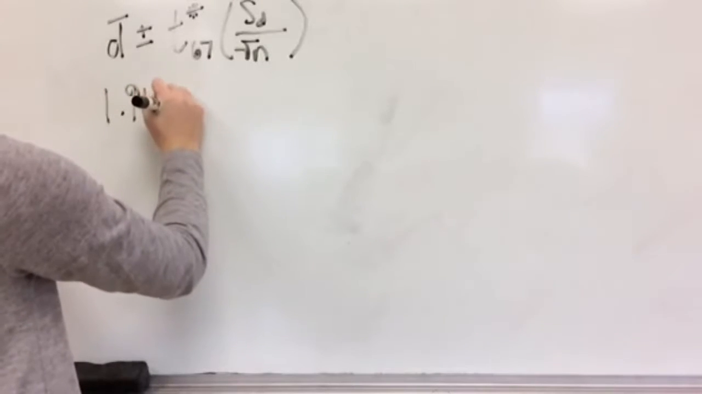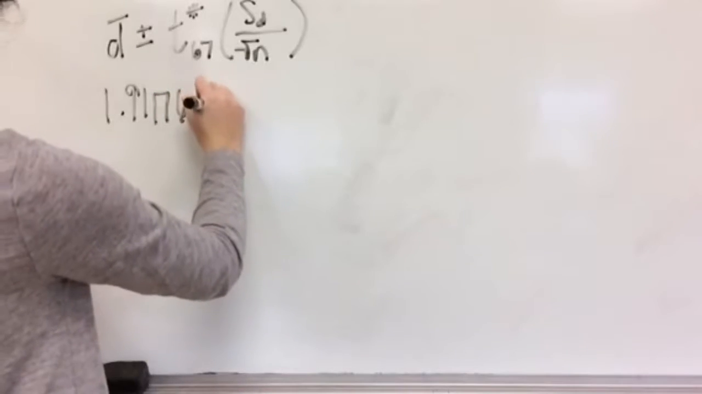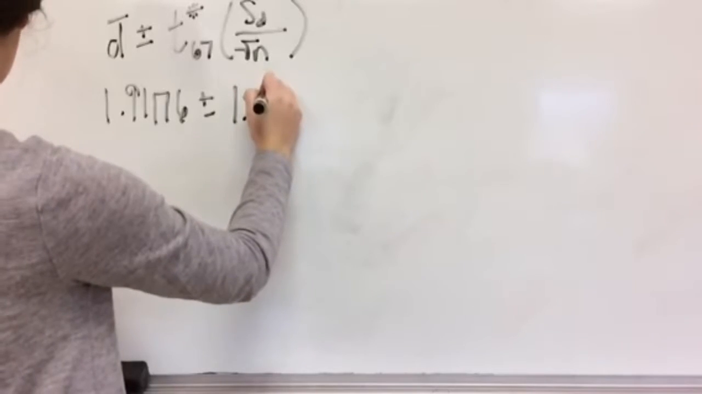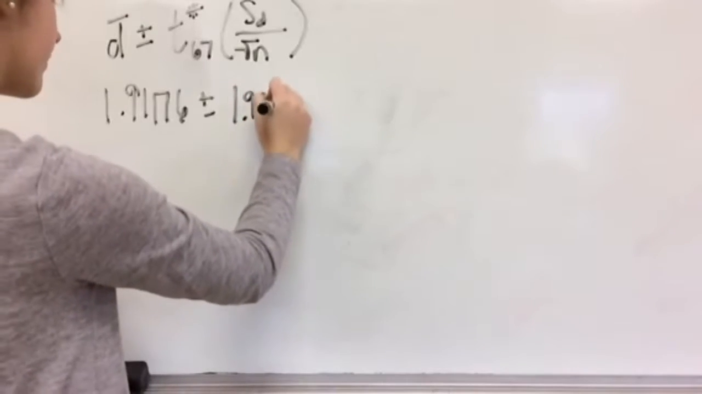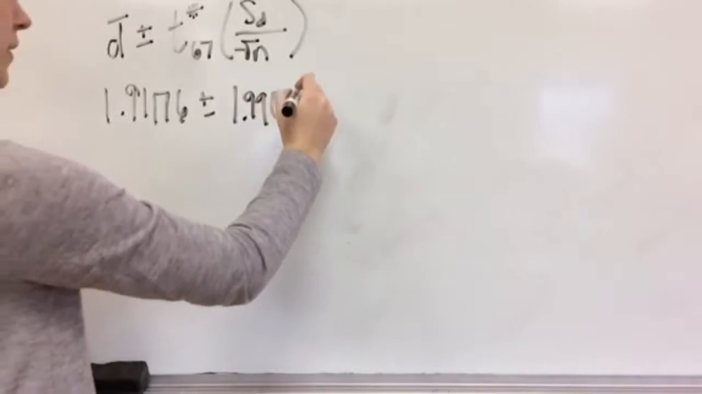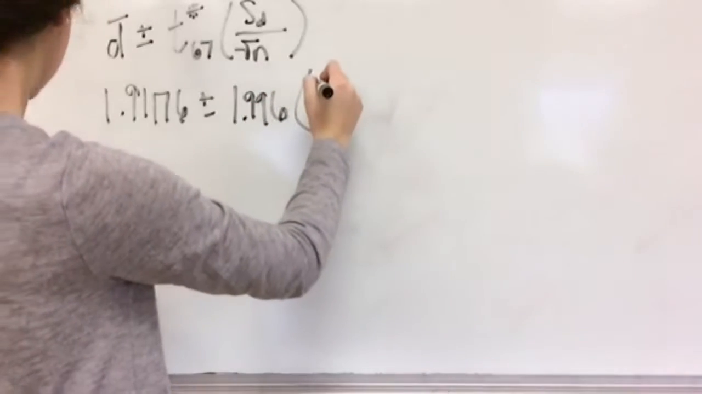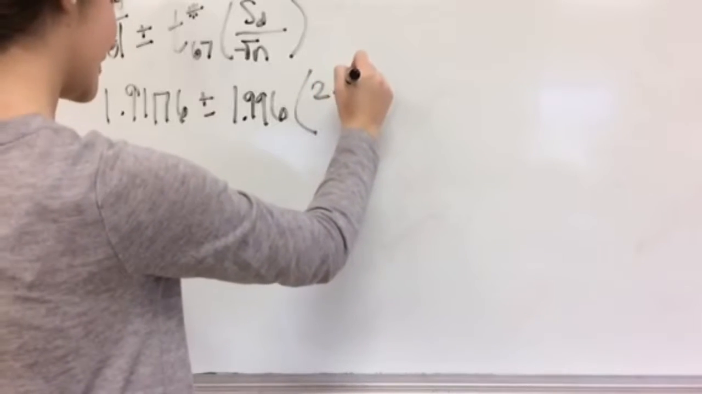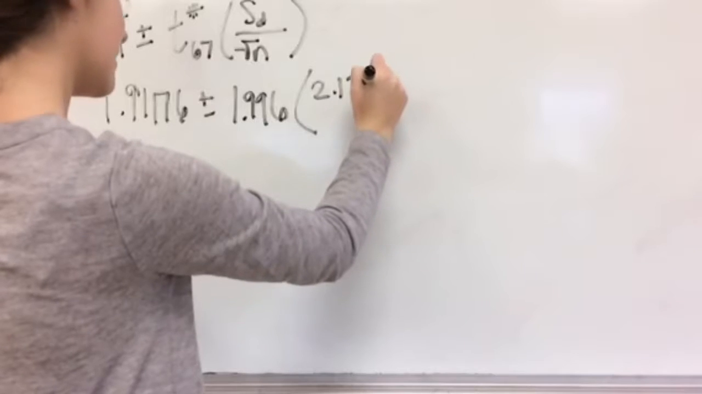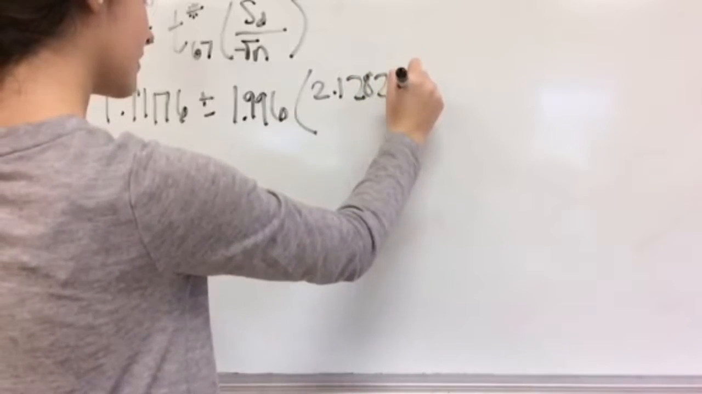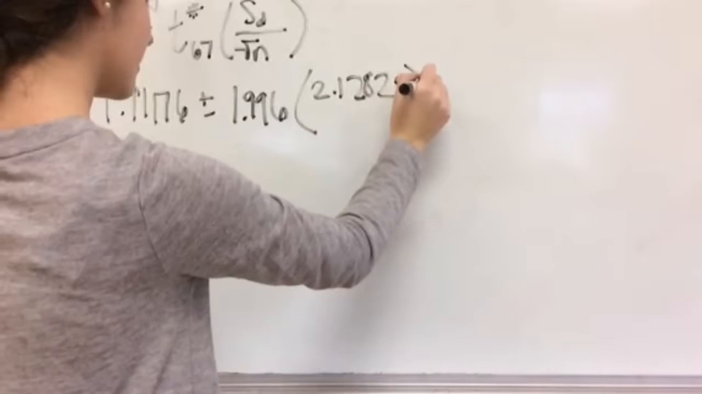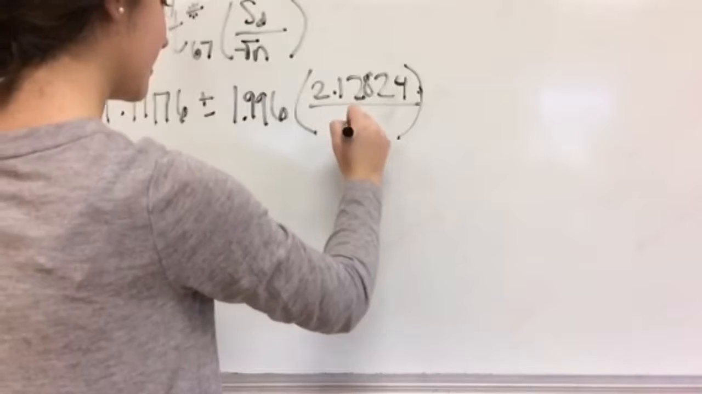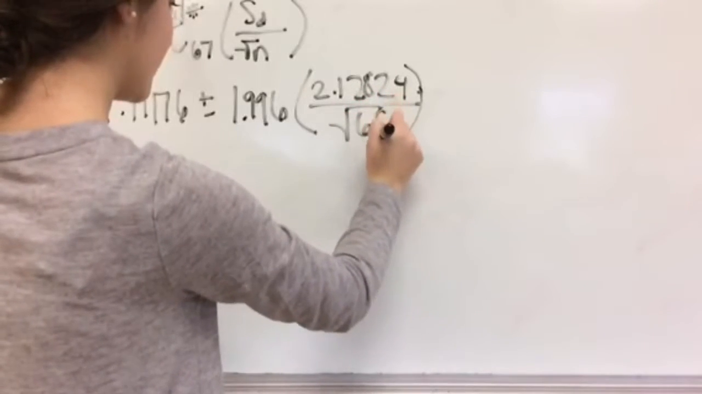Okay, so to run the test, you're going to first write out the formula, which is d bar, the mean difference, plus or minus critical t with degrees of freedom 67, times the sample standard deviation over the square root of n, which is the sample size. So you're going to fill in the values that you got from the calculator, which the mean is 1.91176, plus or minus the critical t, which ends up being 1.996, times 2.12824, which is the sample standard deviation, over the square root of 68, which is the sample size.